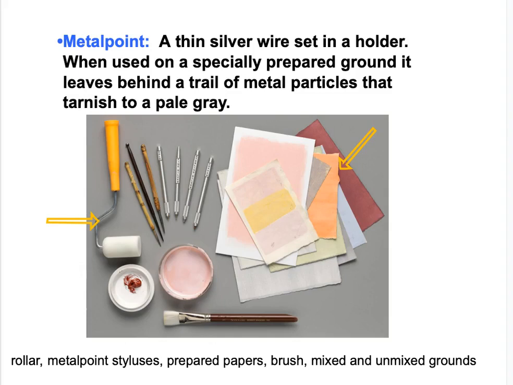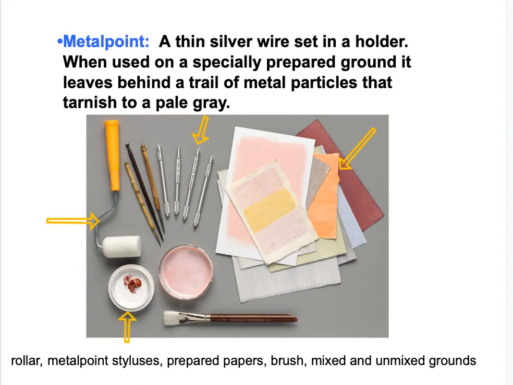So what we have are the roller here. These are the metal point styluses right here. You can see they're little holders basically, and they hold a very thin piece of metal, very skinny, almost like a wire. It looks almost like a wire that's in the end of it. And then these are mixed and unmixed grounds, because this, I should turn it.